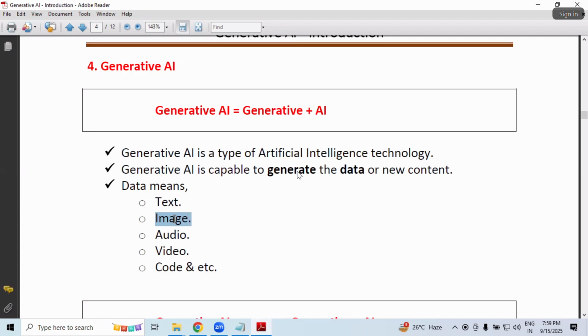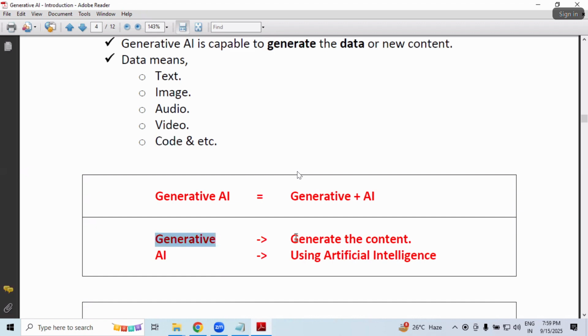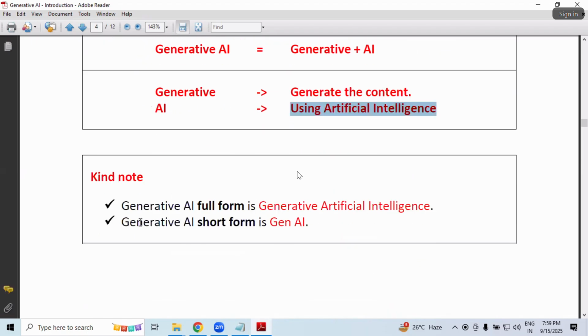Do you know an LIC agent? The LIC agent is the mediator between the company and us. Here also it is the same, the AI agent. Those agents will take the input and pass it to the next models, which will regenerate audio, video, code. Gen AI is generative plus AI. Generative means generating the content. AI means using AI.